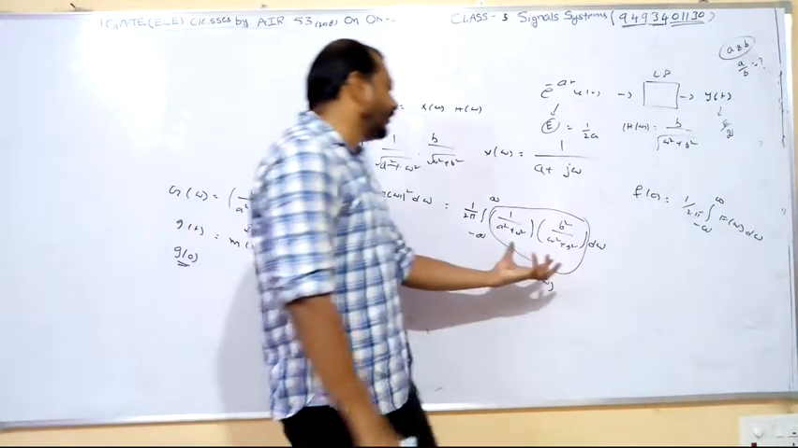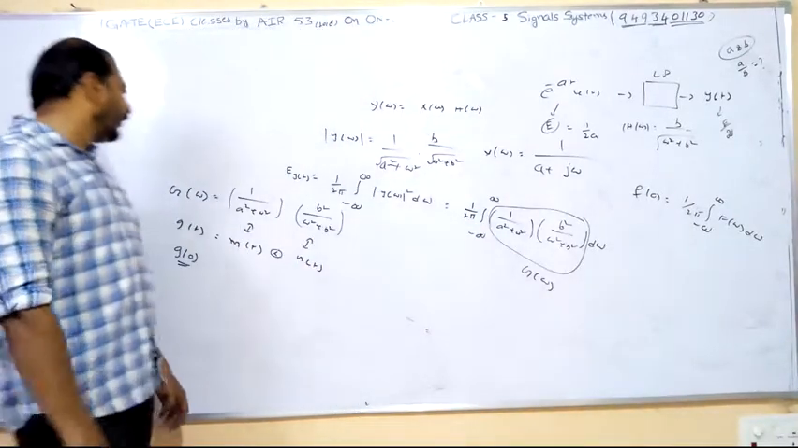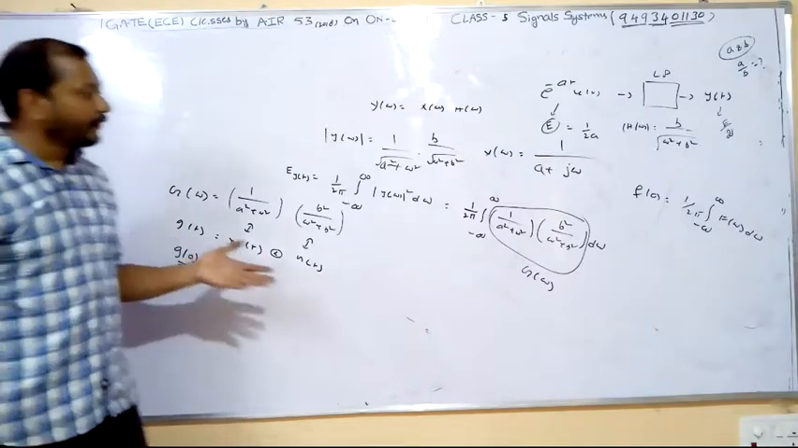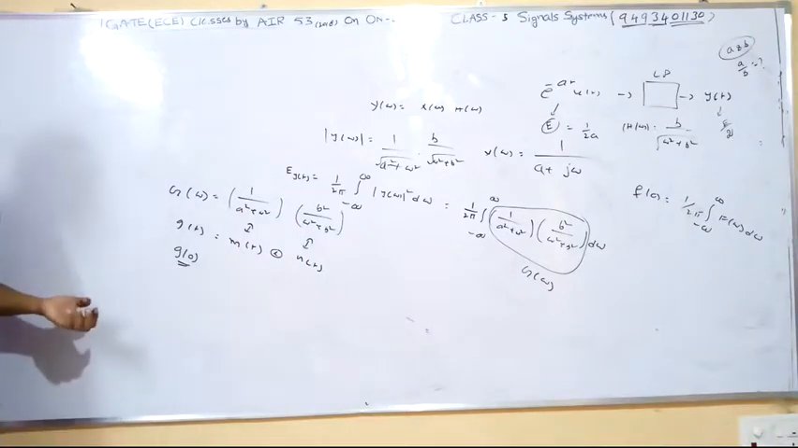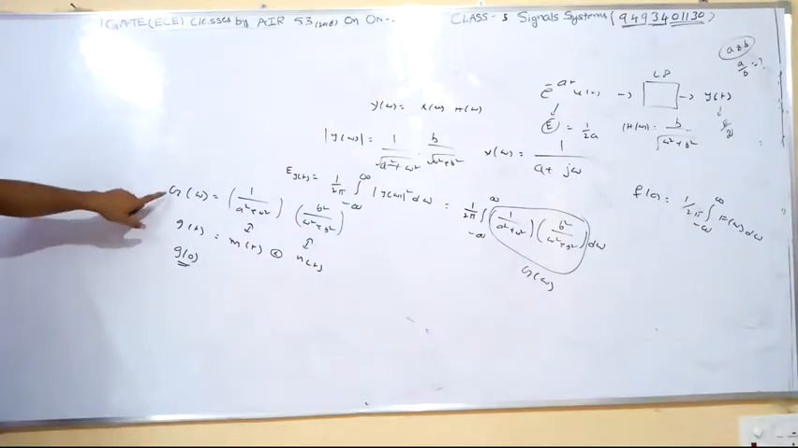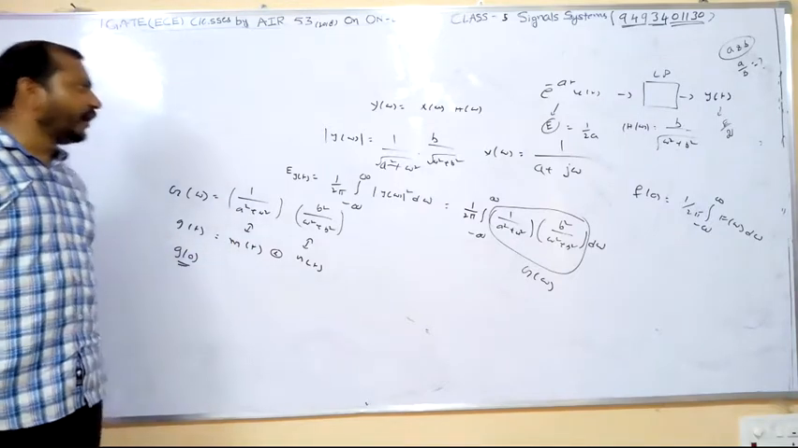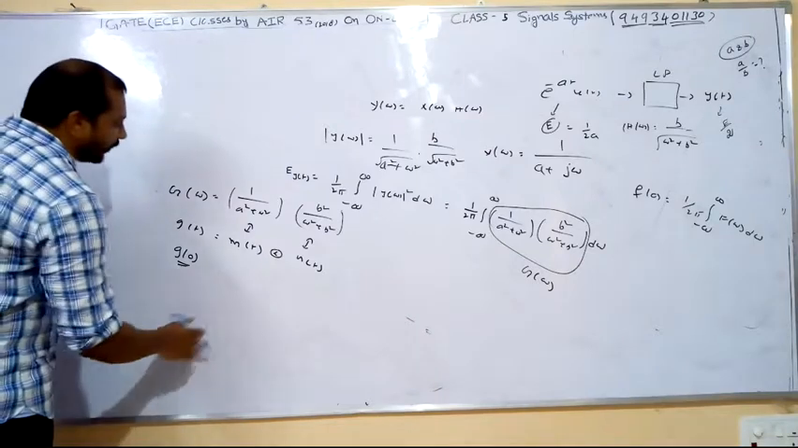I consider this total as a single expression g of omega. If you are in a position to calculate g of 0, then you can directly get the value of the energy, which is simply g of 0 only. Now this g of omega we separate into two parts, which are m of t and n of t. This calculation is very important.